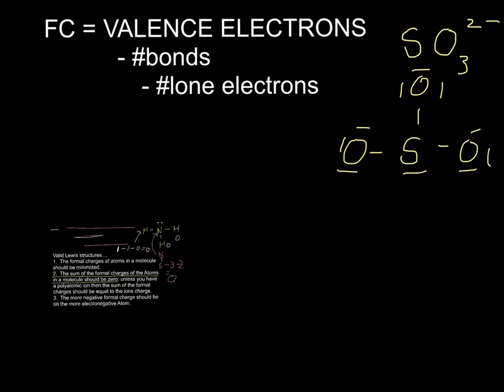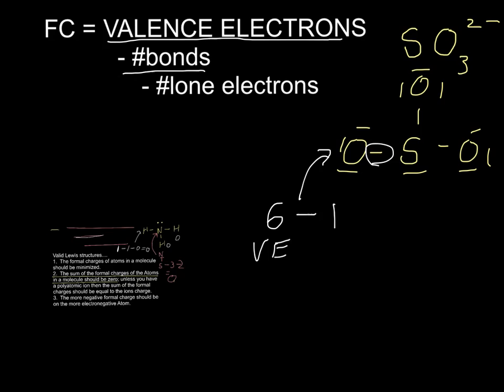Let's figure out the formal charge for each of our atoms here. If we look at this oxygen here, this oxygen has 6 valence electrons because it's in group 6A. So that's my number of valence electrons. Then that oxygen is participating in one bond, right? That one bond right there. How many lone electrons does it have now? It has 2, 4, 6 lone electrons. So 6 minus 1 minus 6 is -1.